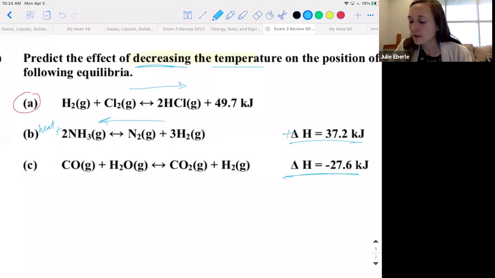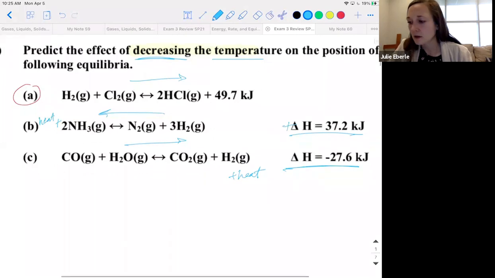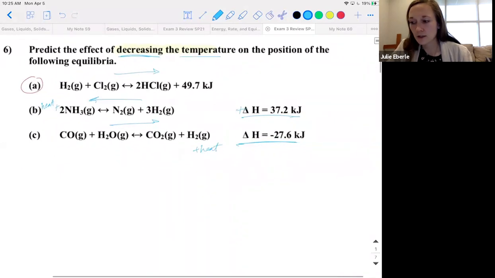All right, you got another negative delta H on C. So you could write plus heat on the product side. You're decreasing temperature. Which way is equilibrium going to shift? This should be the exact same as A, right? In A, we had heat on the product side. So it should shift right again. Okay, does this help clarify? I got a lot of emails about this part of the lab over the weekend, so that's why I wanted to do this one. Any questions on this?